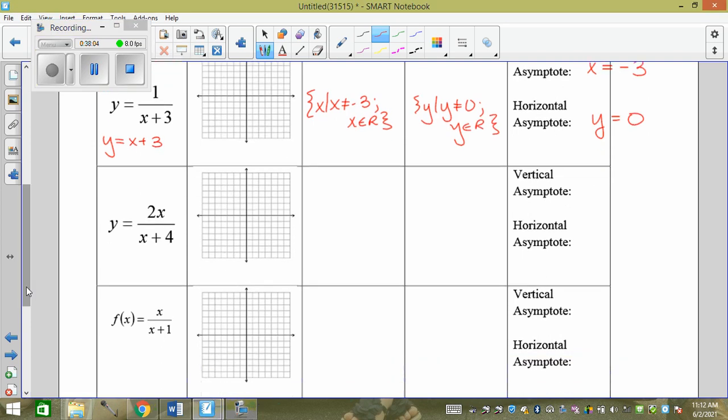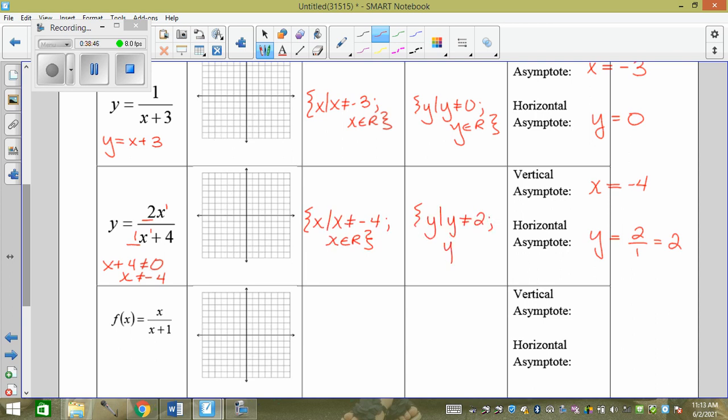This one, my vertical asymptote: if I solve x plus 4 cannot equal 0, my NPV is x cannot equal -4. My vertical asymptote is x equals -4. What's my horizontal asymptote? Y equals 2 over 1, because this is degree 1, so I take the coefficients. So it's 2 over 1, or I could just say 2. So my domain is x such that x cannot equal -4, x is a real number. My range is y such that y cannot equal 2, y is a real number.